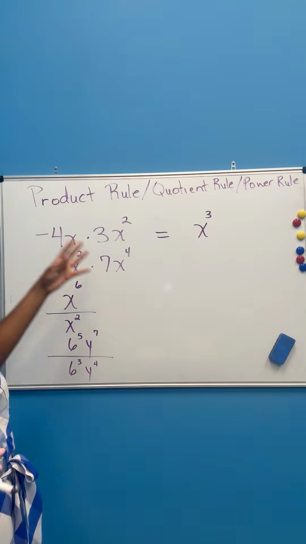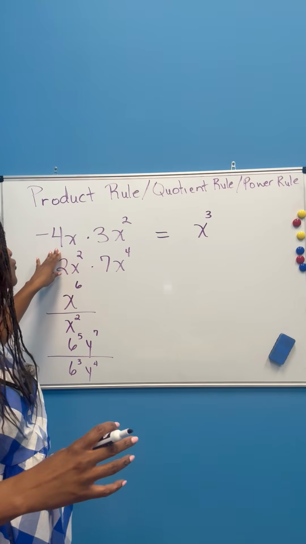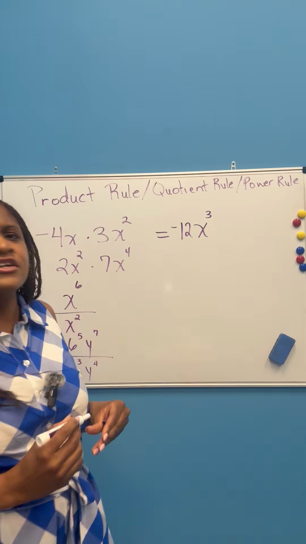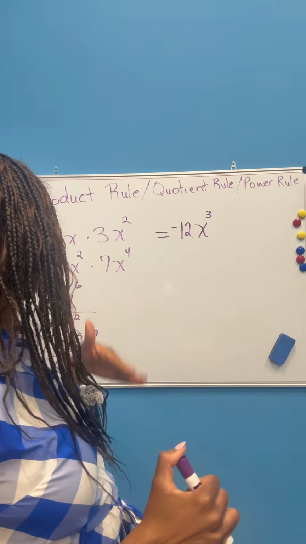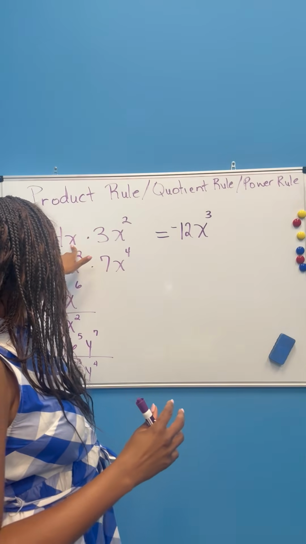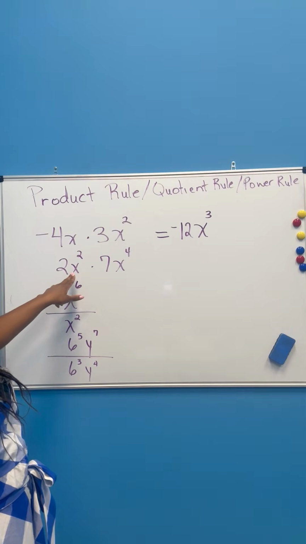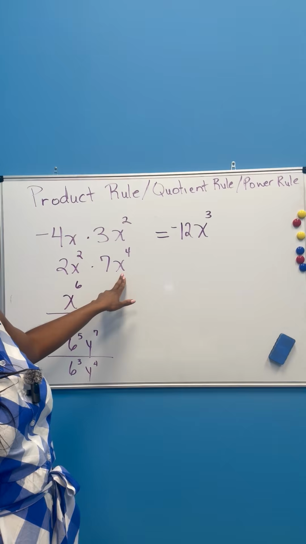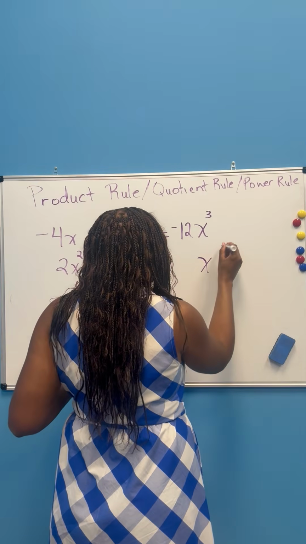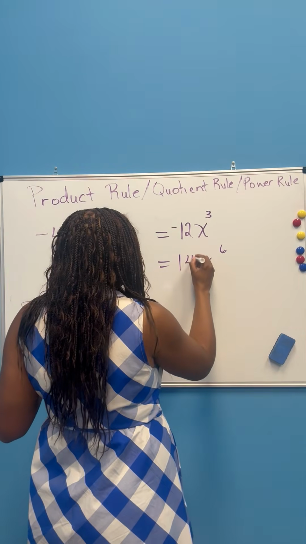So x to the first and x to the second is x to the third. Now, let's say this is for a higher level student in algebra, I do have some coefficient here. So you still need to multiply -4 times 3, which is -12. So the final answer is -12x to the third power. But the product rule specifically is for your exponents here, where you have x to the first and x to the second, and that gives you x to the third. All right, so here's another one. You have x to the second and x to the fourth. You just add your exponent and you have x to the sixth. But you do have coefficients, so we need to multiply 2 times 7, which is 14.